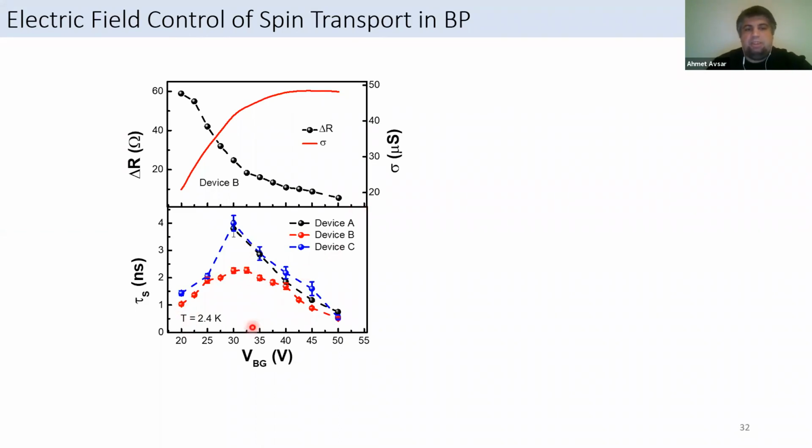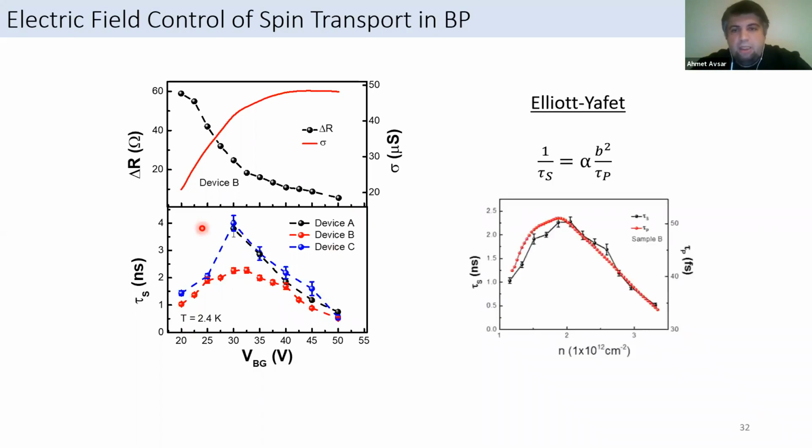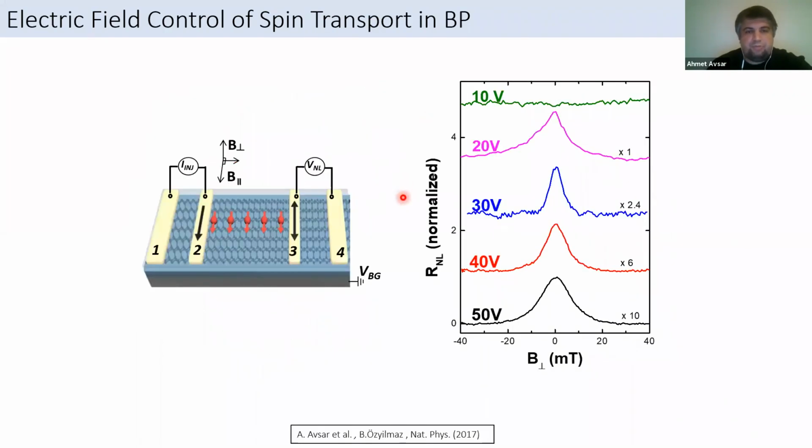as you increase the gate voltage, at first it's increasing, and then later on it starts to decrease at high gate voltages. But you could see that, independent of the gate voltage, we are almost every time above the nanosecond spin lifetimes range. And yeah, you can also plot the spin and the momentum relaxation as a function of carrier density, and it was also showing the direct relation, which was another indication of the Elliott-Yafet effect in this material.